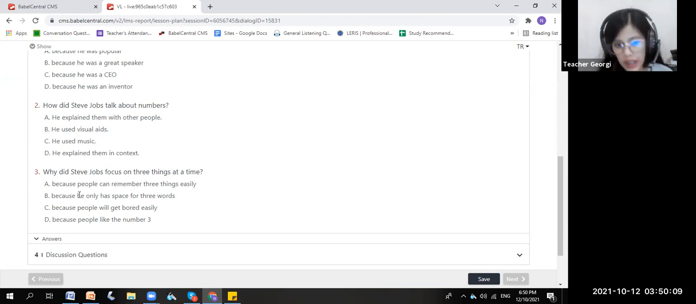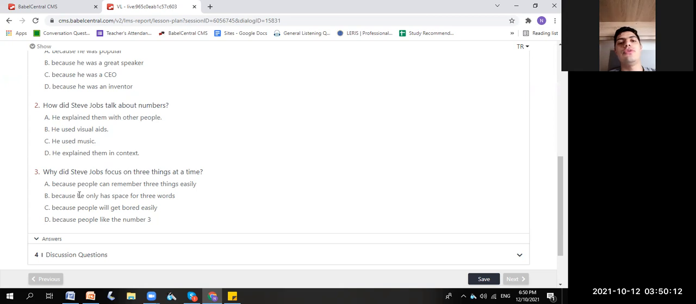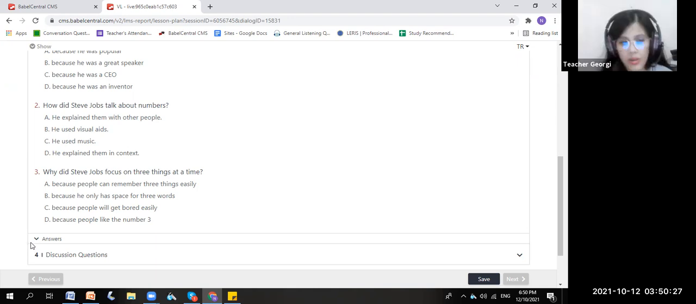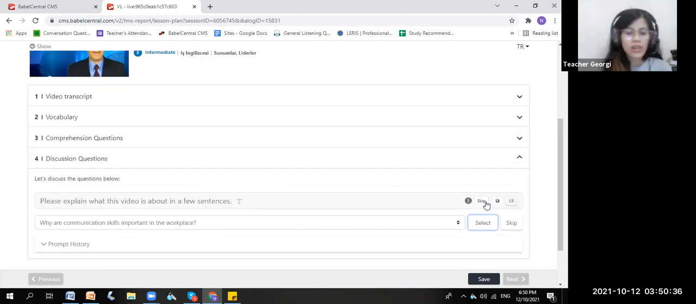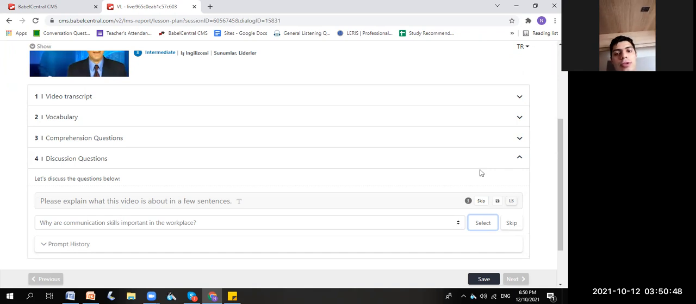Last one, number 3. Why did Steve Jobs focus on three things at a time? Because people can remember three things easily. There you go. Very good. So because it is easy to remember three things. Okay, now discussion question. Explain what the long transcript is about in a few sentences. Three things is easy to understand.